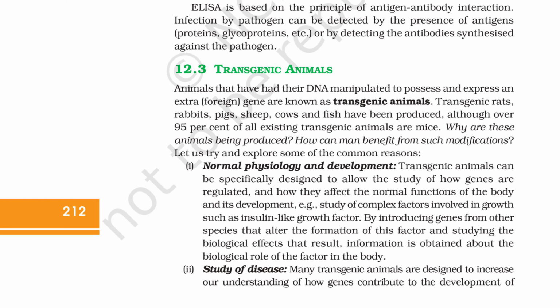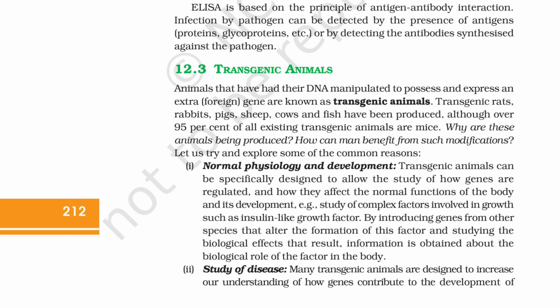Transgenic rats, rabbits, pigs, sheep, cows and fish have been produced, although over 95% of all existing transgenic animals are mice. Why are these animals being produced? How can man benefit from such modifications? Let us try and explore some of the common reasons.